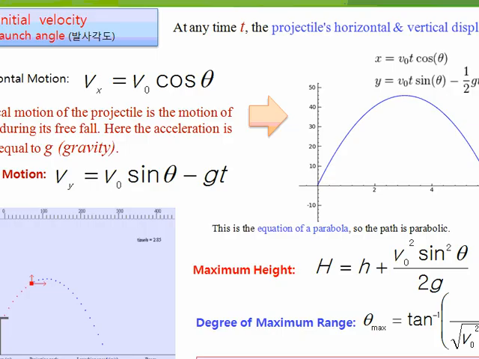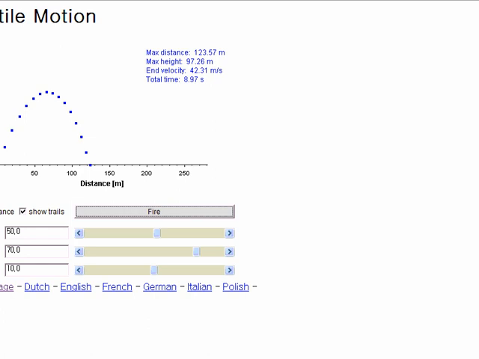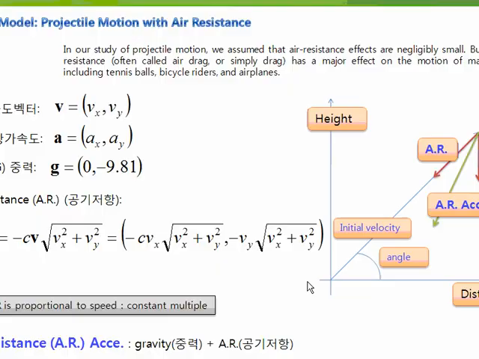We see here once again, if we give air resistance, then see what happens. Okay, so without it. So actually, this air resistance makes some differences. So it should be considered in this analysis.